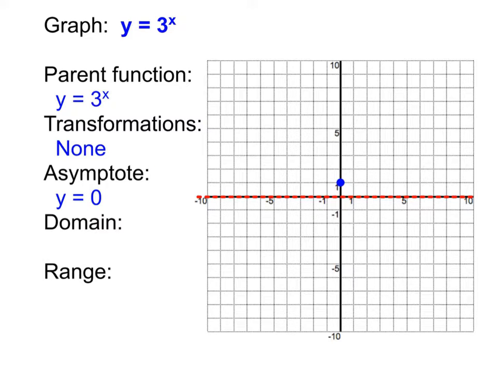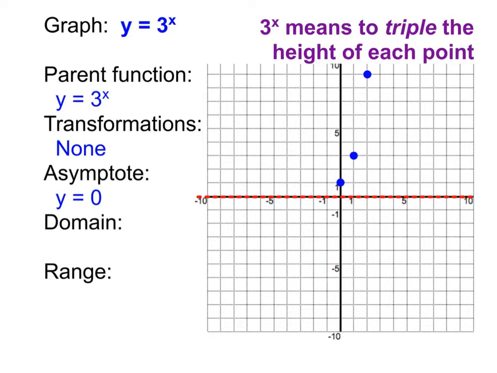So, the 3 to the x, basically what the 3 is going to mean is that we're going to be tripling the height of each point. Because 3 to the power of 1 is 3. 3 to the power of 2 means multiplied by another 3. So 3 to the 2 is 9. So 3 to the x means as we head to the right, you go times 3 instead of times 2.